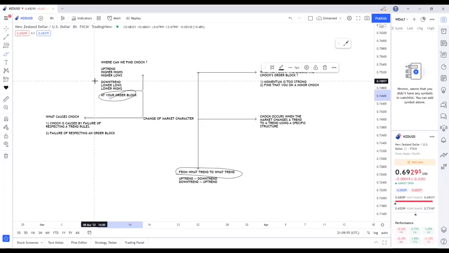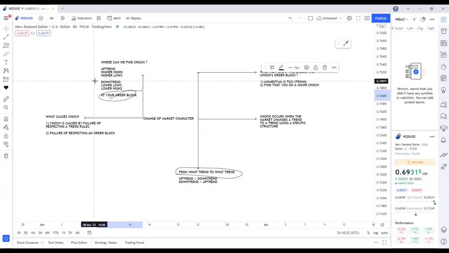The question now is, what causes a CHOCH? What causes the market to switch its trend from one trend to another? A CHOCH is caused by a failure to respect a trend rule. There is a chapter in my course where I speak about how a trend needs to have a property and a rule. Failure to respect those can cause certain consequences, which is what we need to expect after the market fails to respect our trend. A change of market character means there is a possibility of the market switching from the current trend to another trend.